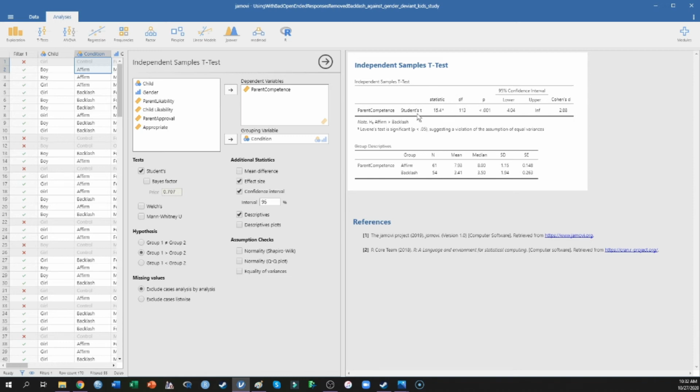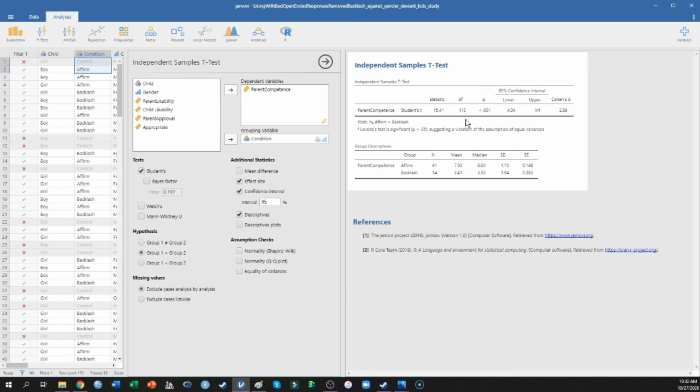So what we're seeing here is we have a pretty large t-value of 15.4. Usually t-values start to become significant around 2 to 2.5. There are 113 degrees of freedom here. Each group in my study has n-1 degrees of freedom. So participants in the affirmation condition, there are 60 degrees of freedom there. And in the backlash condition, there's 53 degrees of freedom there. We add that together to get 113 degrees of freedom with 115 total participants in my study.